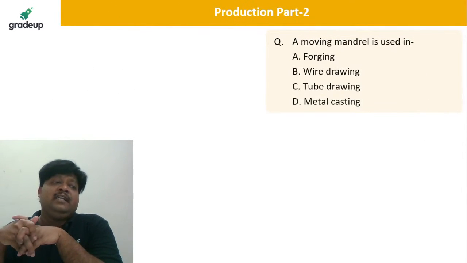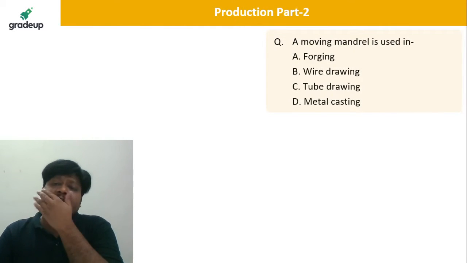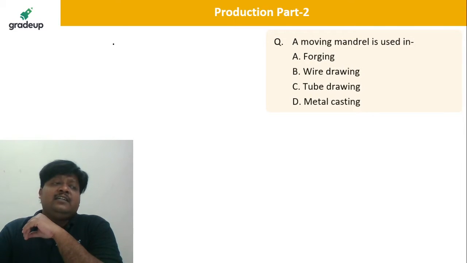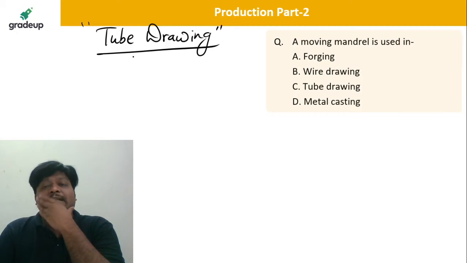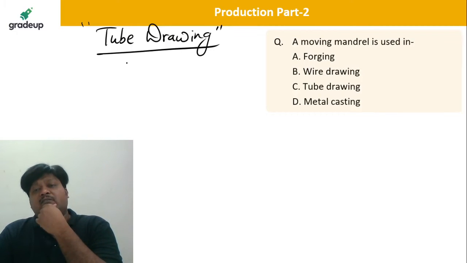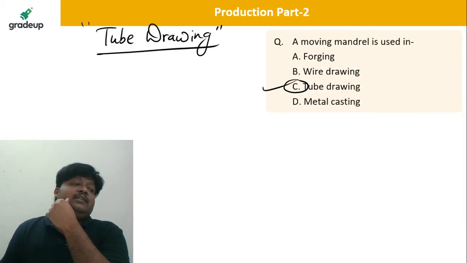A moving mandrel. Now see, very important, mandrel. You require the mandrel when you are going for reducing or increasing the thickness of a tube, so tube making, tube production or tube drawing. So where is the mandrel used? Definitely we use the mandrel in the case of the tube drawing operation. Yes, come on.